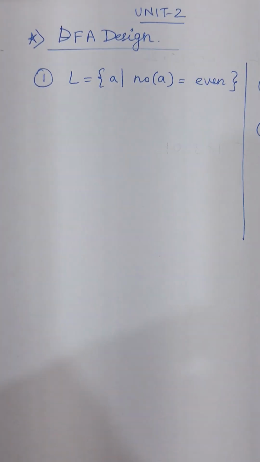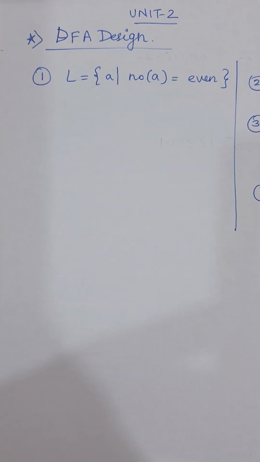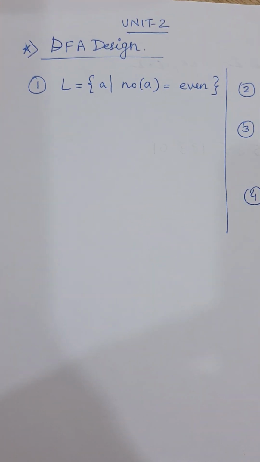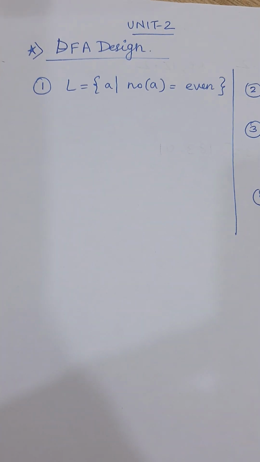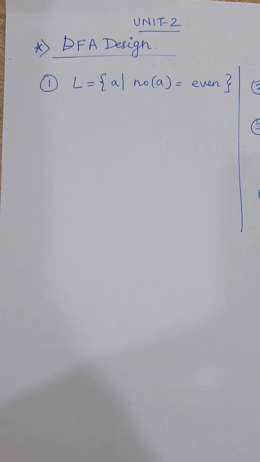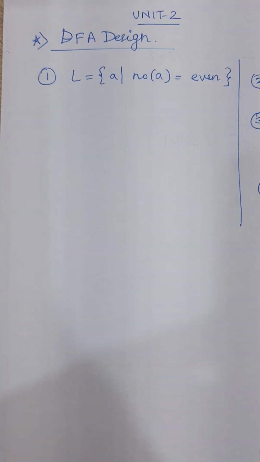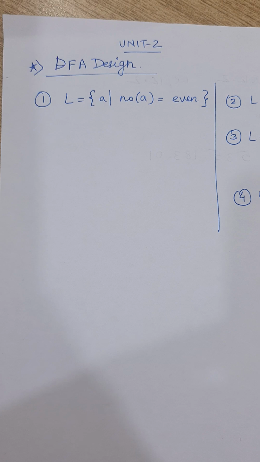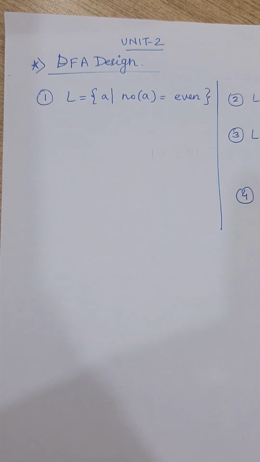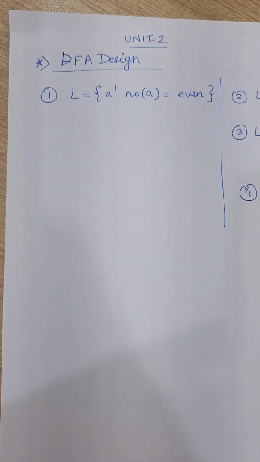So today we'll see how to design a DFA. In a DFA, we know that we have to have only one transition for any particular input. The first question says that we need to have a DFA which will have only one symbol A.